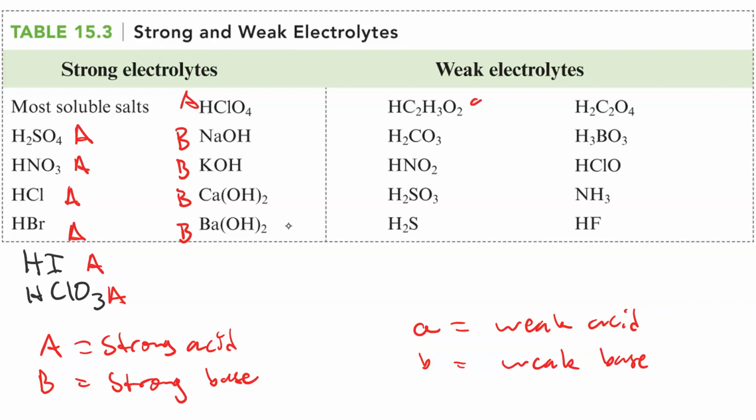So, acetic acid is a weak acid, carbonic acid, a weak acid, nitrous acid, weak acid, sulfurous acid, weak acid, hydrosulfuric acid, weak acid. Oxalic acid is a weak acid, boric acid. This guy kills ants. Also a weak acid. Hypochlorous acid, a weak acid. NH3, a weak base. Hydrogen fluoride or hydrofluoric acid, a weak acid.